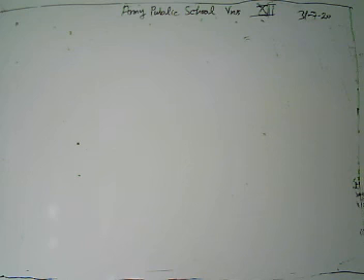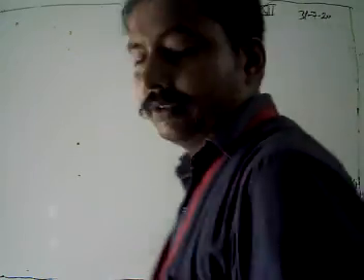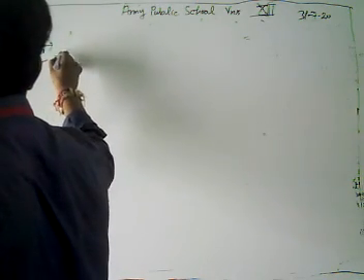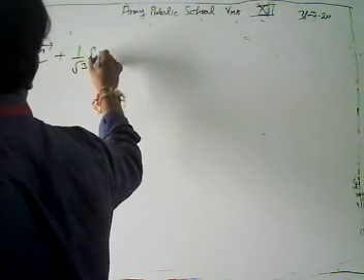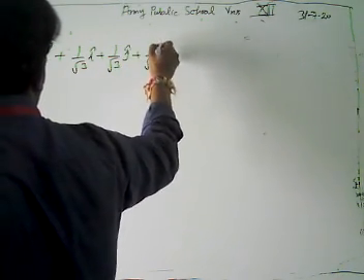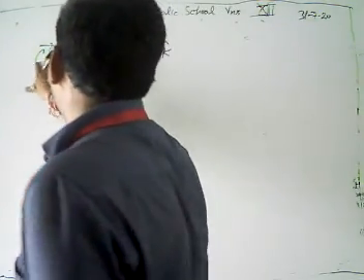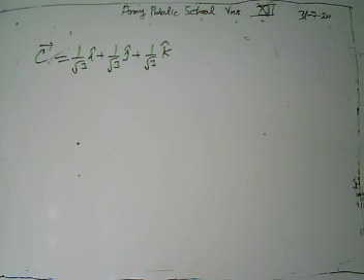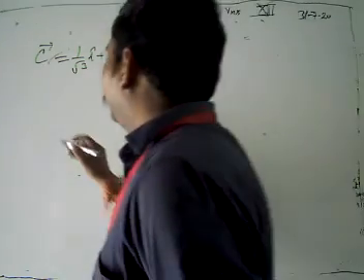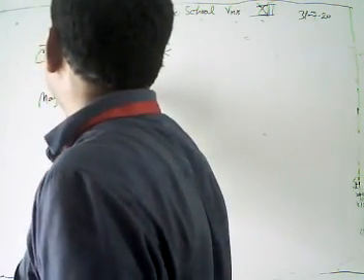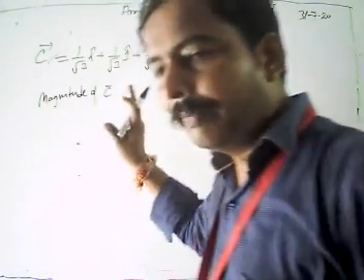We have to compute the magnitude of the following vectors. We have to calculate the magnitude of a vector. Vector C is given by 1 by root 3 i cap plus 1 by root 3 j cap plus 1 by root 3 k cap. Now here we have to compute the magnitude. How can we find the magnitude of vector C?